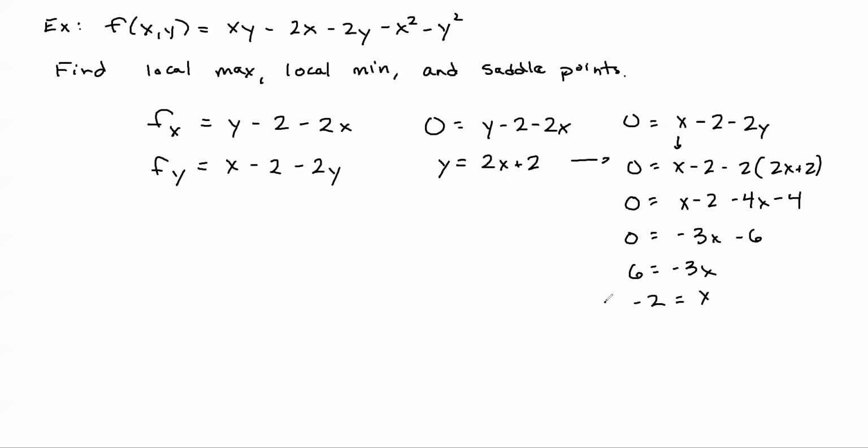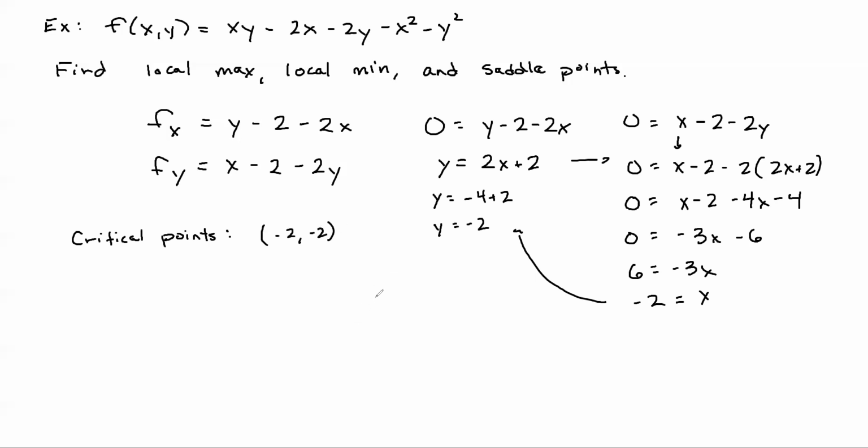Then take that x and plug it in over here, and we'll get y equals negative 4 plus 2, or y equals negative 2. So we have x equals negative 2 and y equals negative 2. So our critical point is negative 2, negative 2.